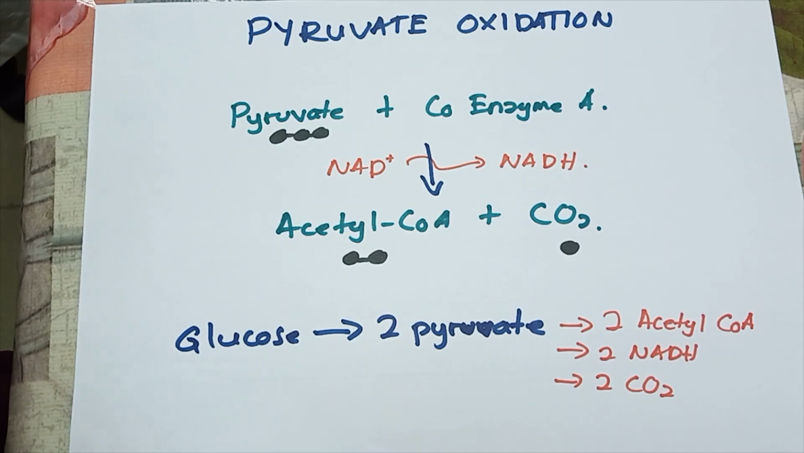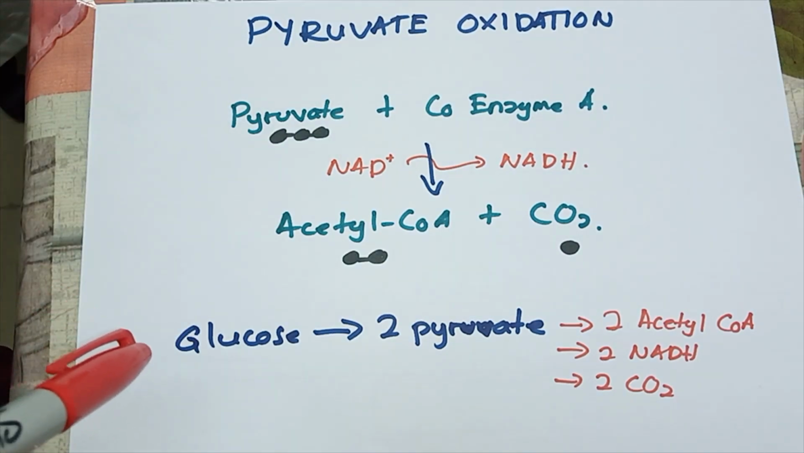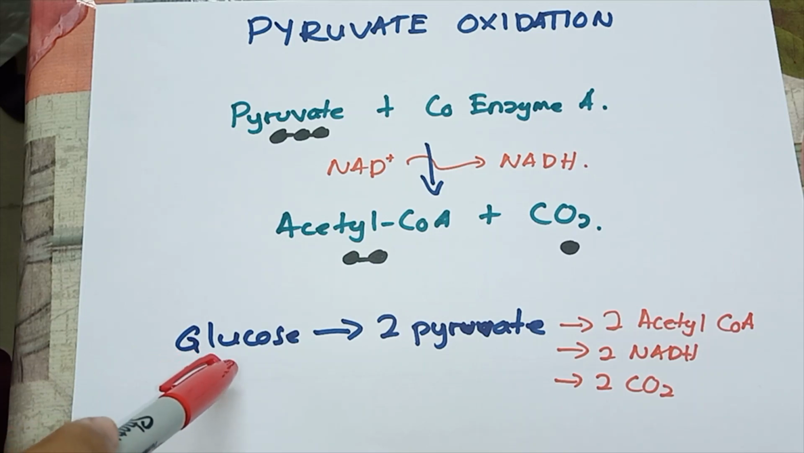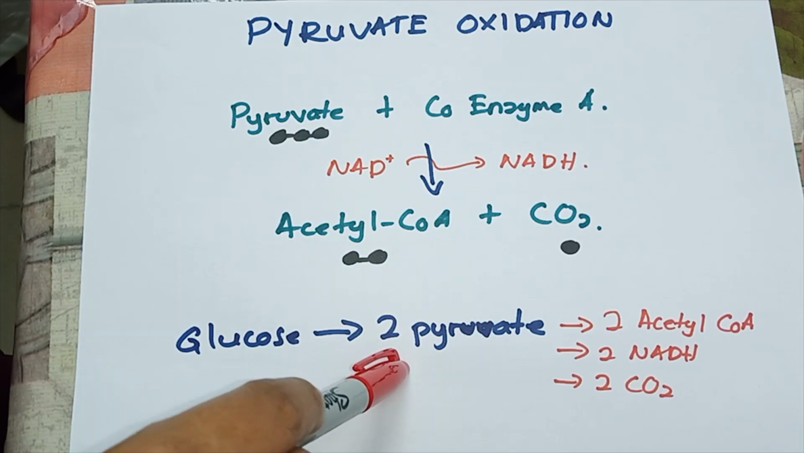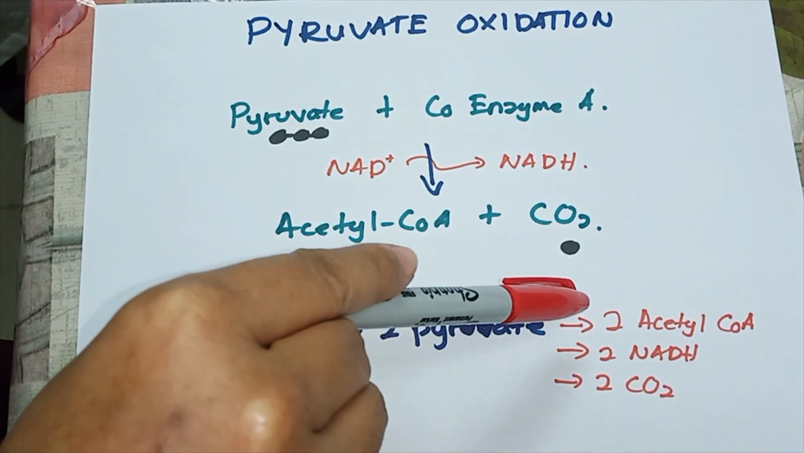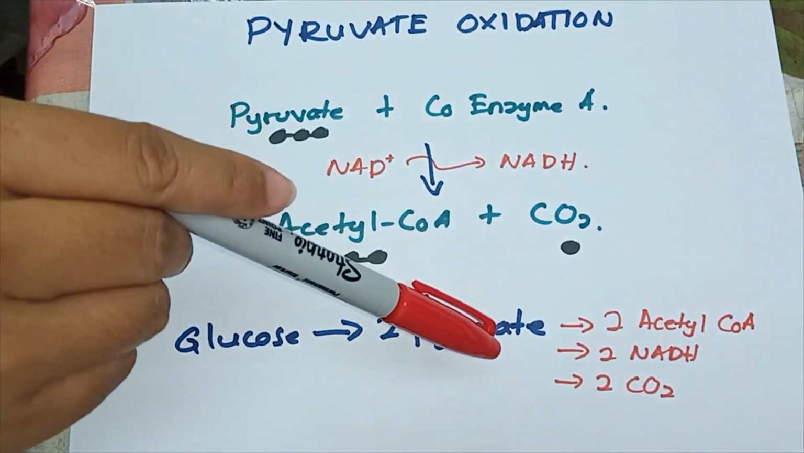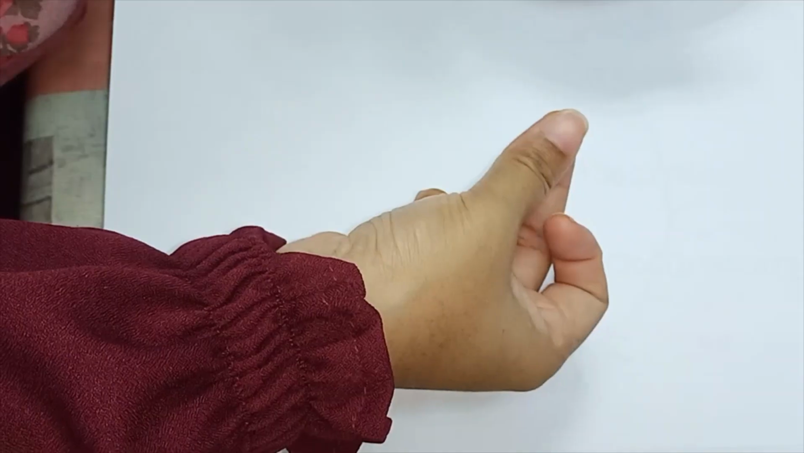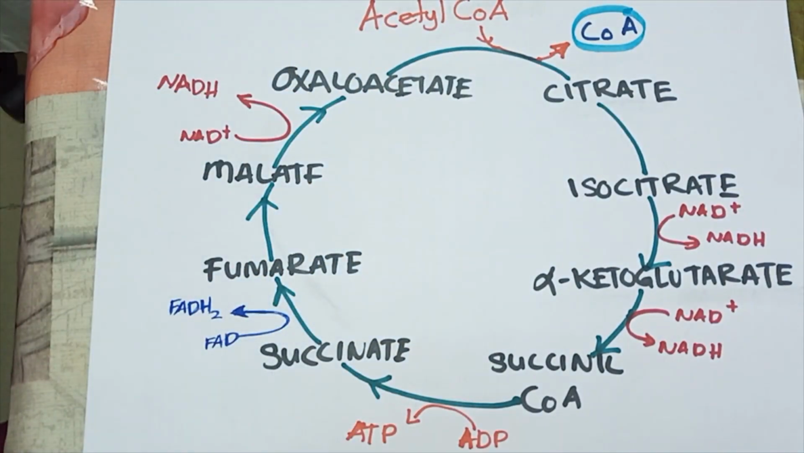Remember class, this is for 1 molecule of pyruvate. So, since 1 molecule of glucose can produce 2 molecules of pyruvate, the total pyruvate oxidation is about 2 acetyl-CoA, 2 NADH, and also 2 carbon dioxide. Okay class, this diagram is what we call the Krebs cycle.